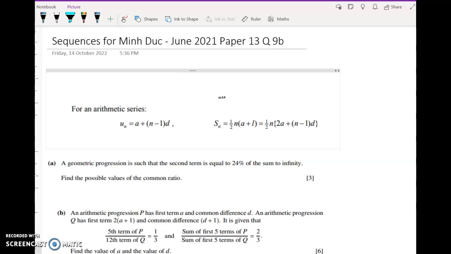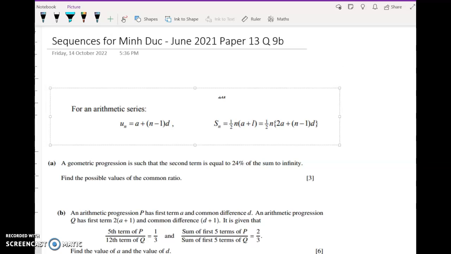This is a sequences problem for Minduk, which is really nice, especially the second part. Remember that when you're doing sequences work for AS questions, there are basically only two things you have to choose between: an arithmetic or a geometric progression. And then you can either be finding individual terms or you can be finding the sum of n terms, or in the case of a geometric progression, you might be finding the sum to infinity, which is S to infinity is equal to A over 1 minus R. We're going to use this one in this very straightforward first part.